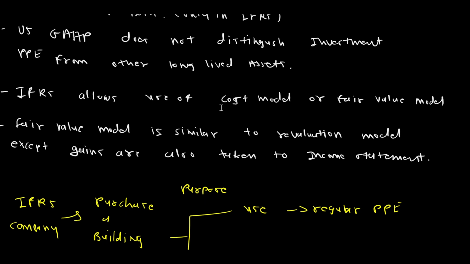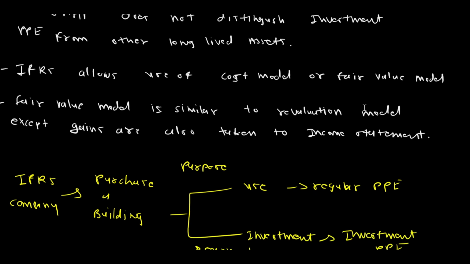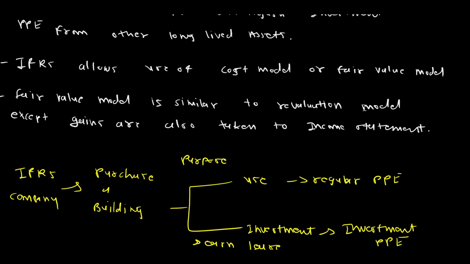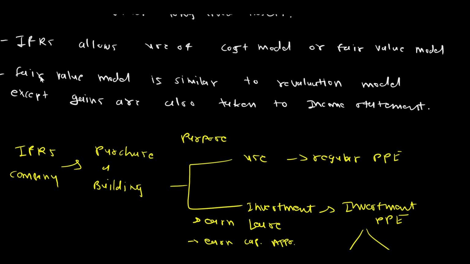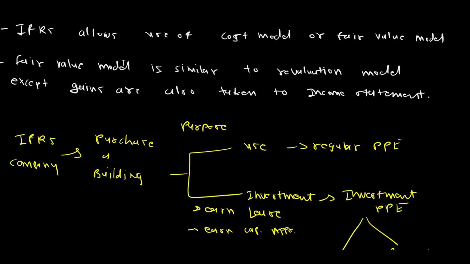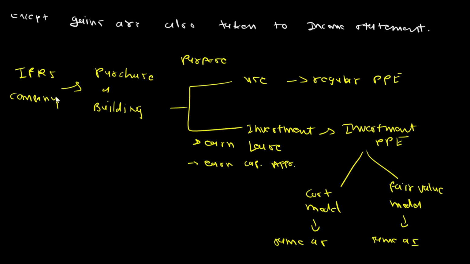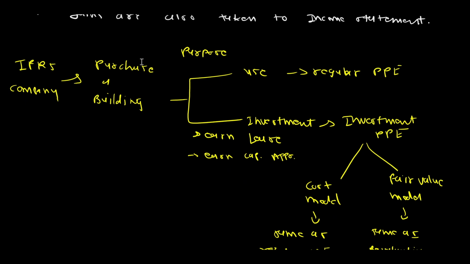IFRS allows use of the cost model or the fair value model to calculate the value of the PPE. The fair value model is similar to the revaluation model, except gains are also taken into the income statement. Note that, you remember that in the revaluation model gains are reported in the OCI. Here it's in the income statement. So suppose you have an IFRS company, you purchase a building, you decide the purpose. What's the purpose? Use or the investment?